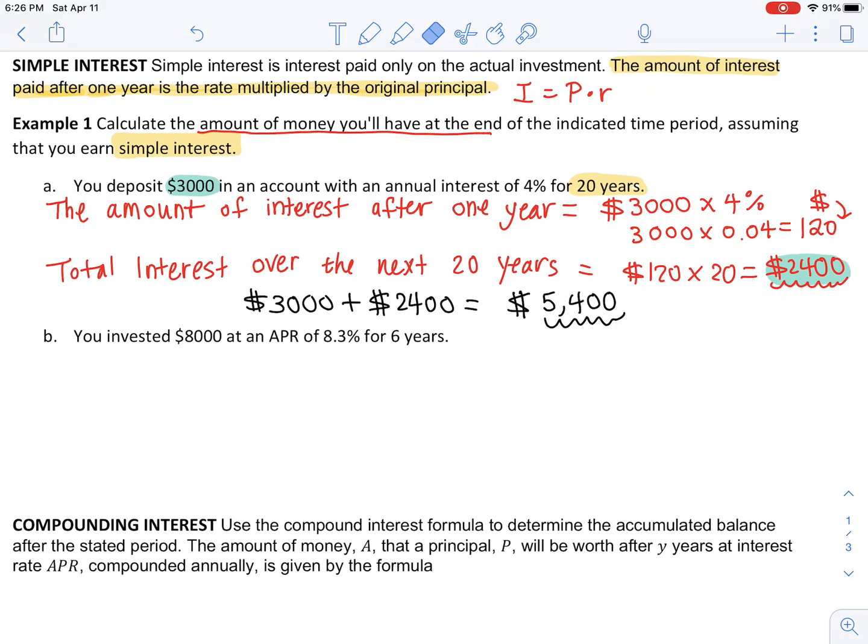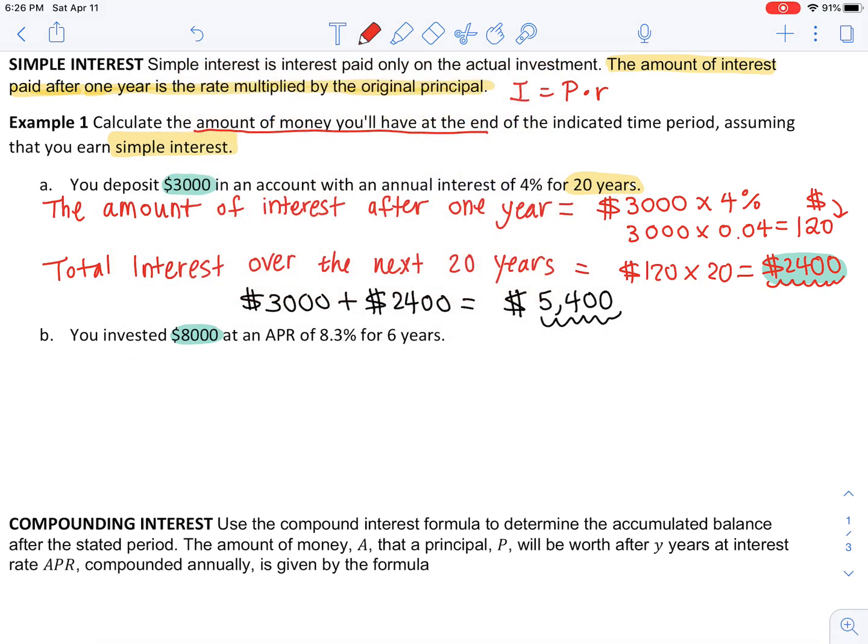All right, this time you invest $8,000. Later we'll add this original amount to the interest that we're going to make at an APR of 8.3% for 6 years. So what I'm going to do first is find the amount. As you can tell, I'm being a little wordy today. The amount of interest after 1 year.